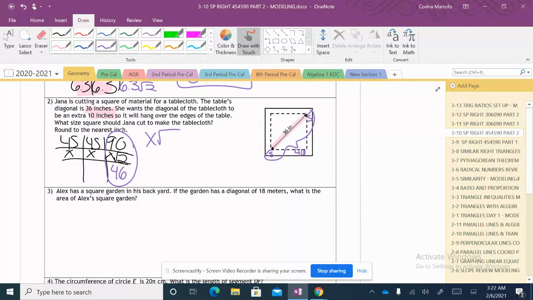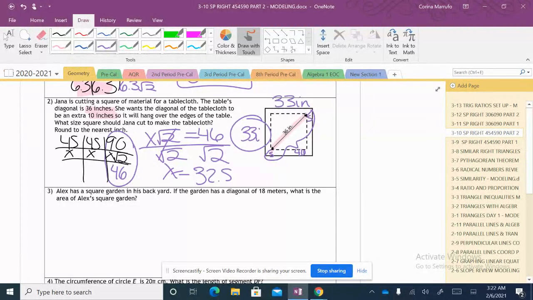So that means x times the square root of 2 equals 46, and we are looking for one of the sides. I'm going to solve for x by dividing by the square root of 2. This cancels out, and 46 divided by the square root of 2 gives me 32.5. It says round to the nearest inch, so 32.5 would be 33 inches. So they need to make the sides 33 inches each. So there. All right.